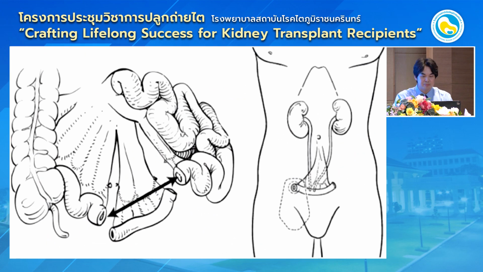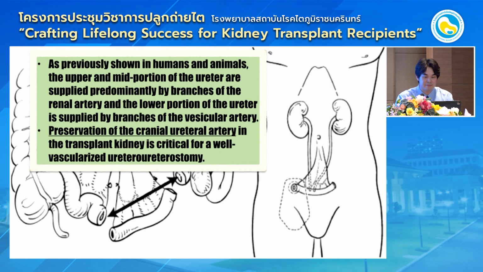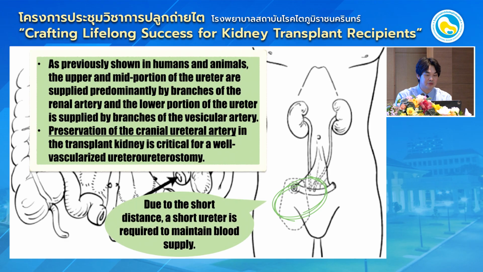The upper and mid portion of the ureter receive blood supply from the branch of the renal artery, whereas the lower ureter is supplied by branch from the vesical artery. Consequently, preserving the cranial ureteric artery is essential for achieving a well-vascularized ureterostomy. During kidney transplantation, particular emphasis must be placed on protecting this artery.